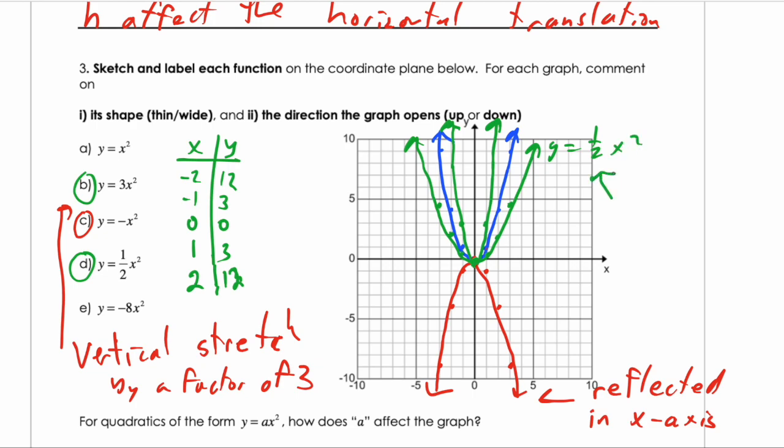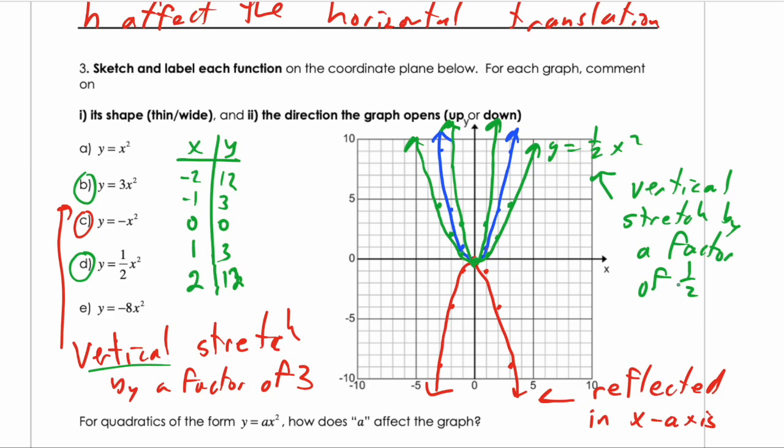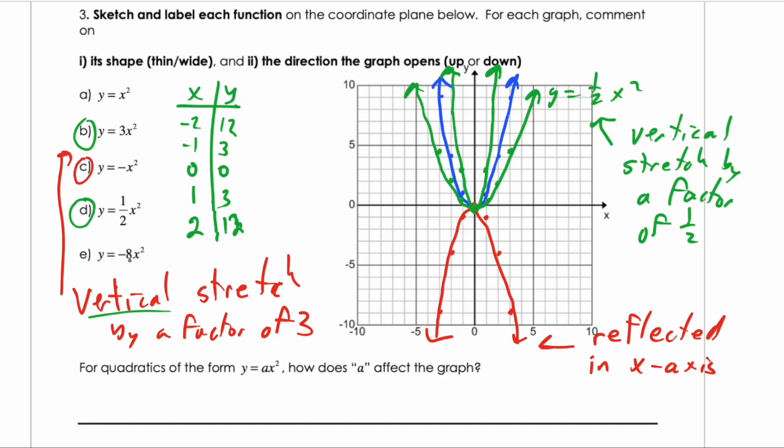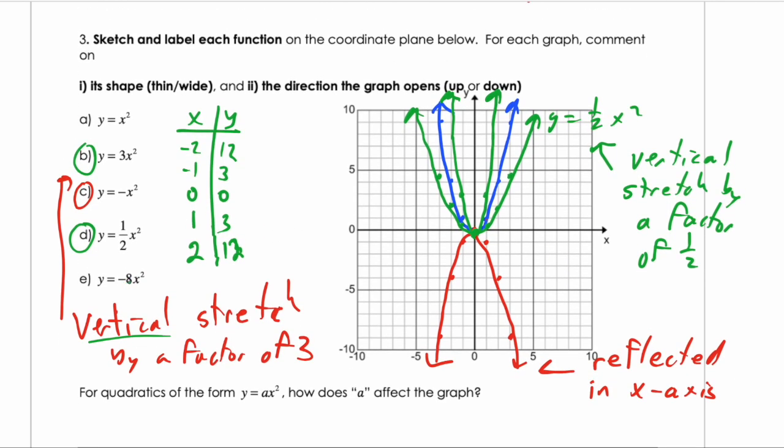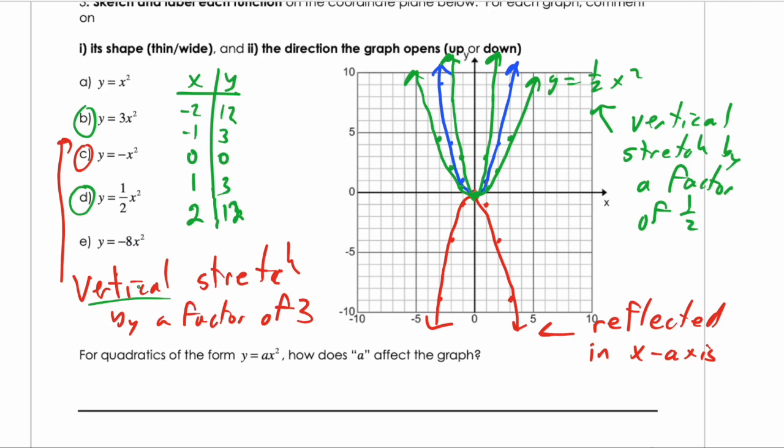So you could say it's fatter or sometimes compressed or something like that, but we stick to the same vocabulary. It's a stretch, even though it's not really stretched out. We call it a vertical stretch. It's kind of more like it's compressed, but we call it a vertical stretch by a factor of half. Okay? And if you had negative 8 x squared, well, that's going to be reflected in the x-axis and vertically stretched by a factor of 8. We won't do that one.